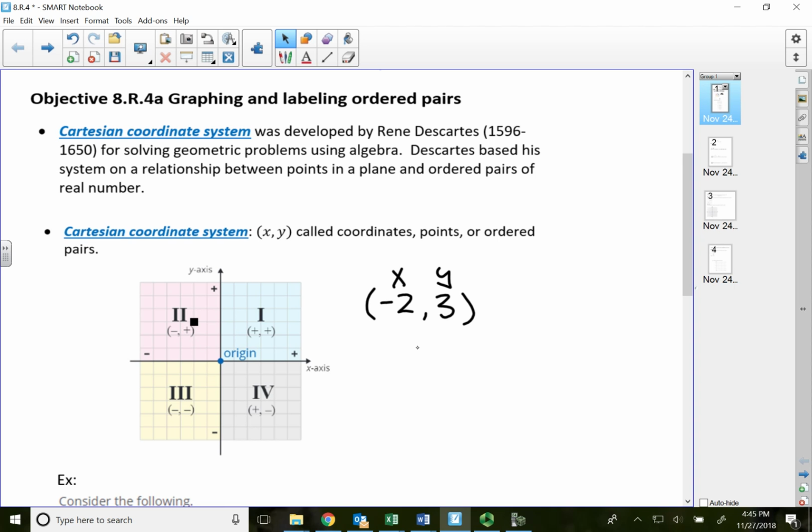Remember now, this is only one point. A lot of students end up going to the left 2, putting a point there, and then going up 3 and putting another point there. And that will actually be incorrect. This is only one single point, so the x value tells me to go right or left based on negative or positive. And then once I go right or left, the second number, the y value, tells me to go up or down based on positive or negative.